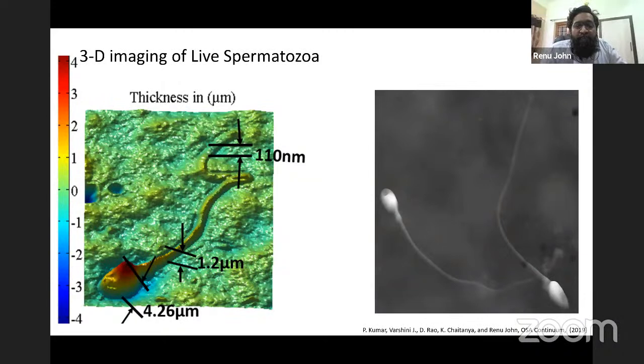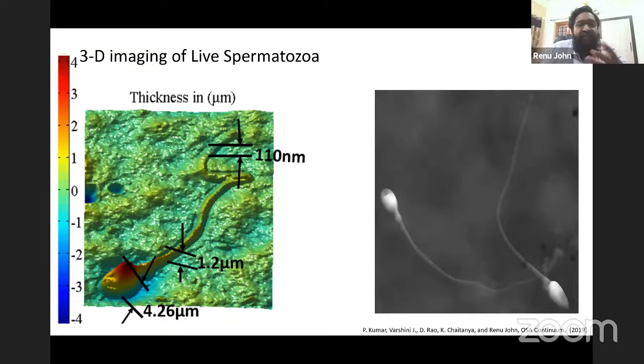So basically, after the fertilization, many of these hormones secreted by the centrosomal regions are responsible for the spoiling of the fertilization.